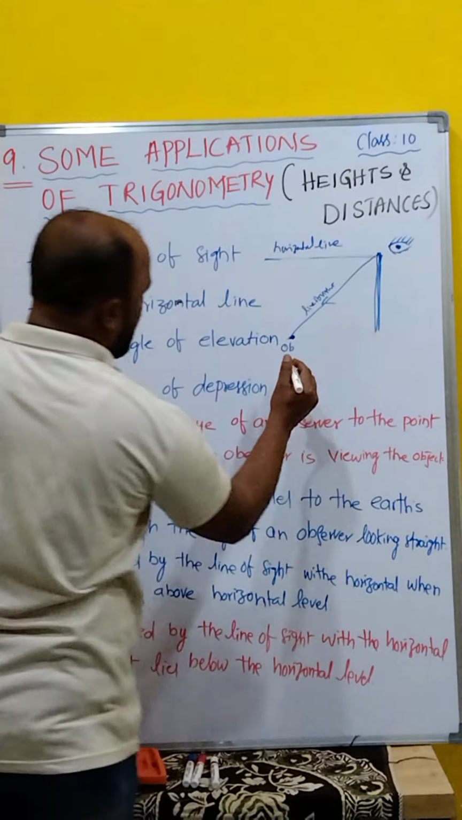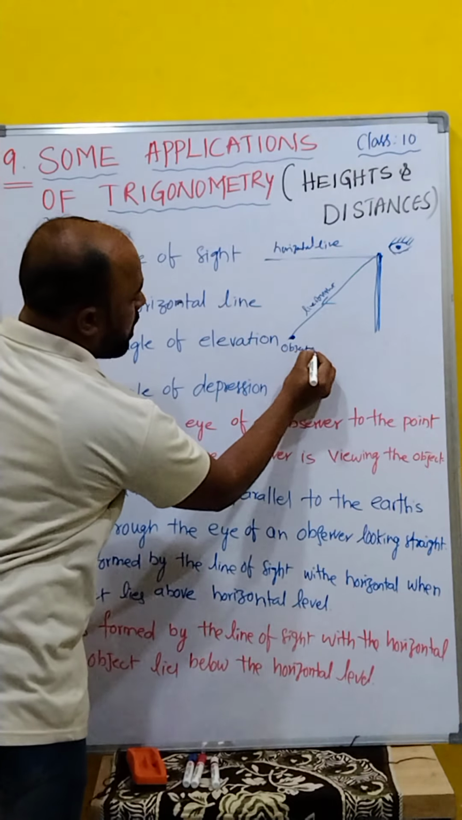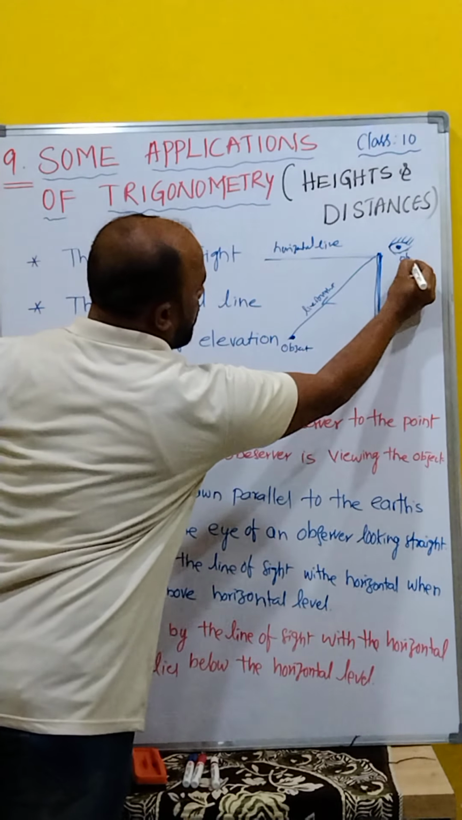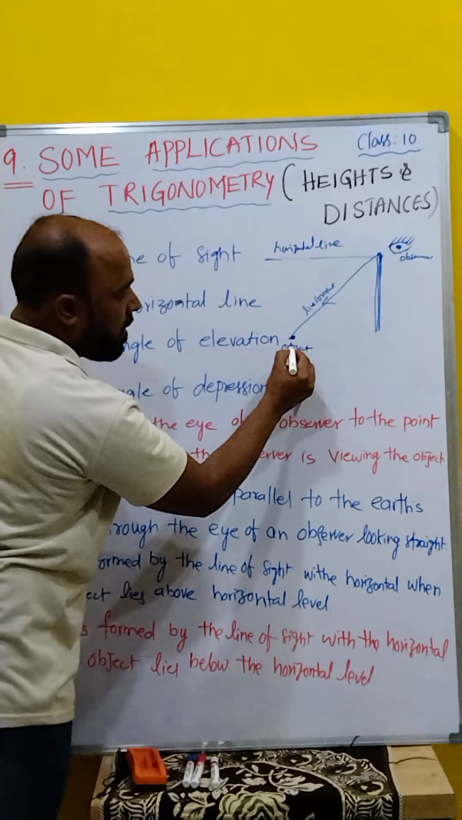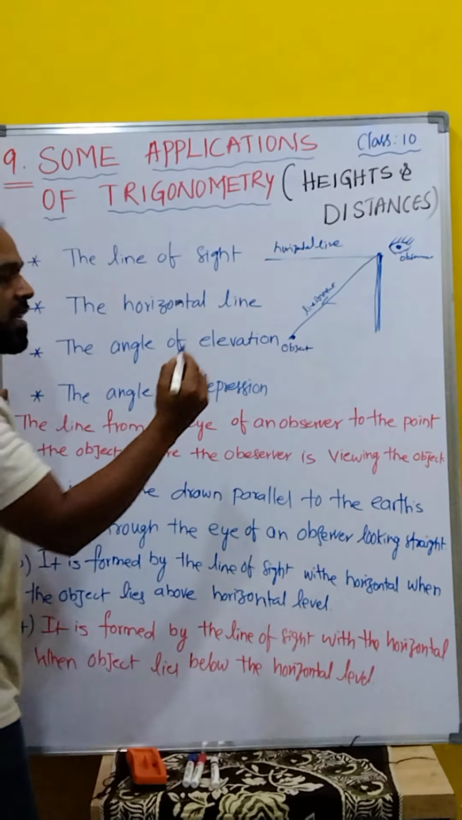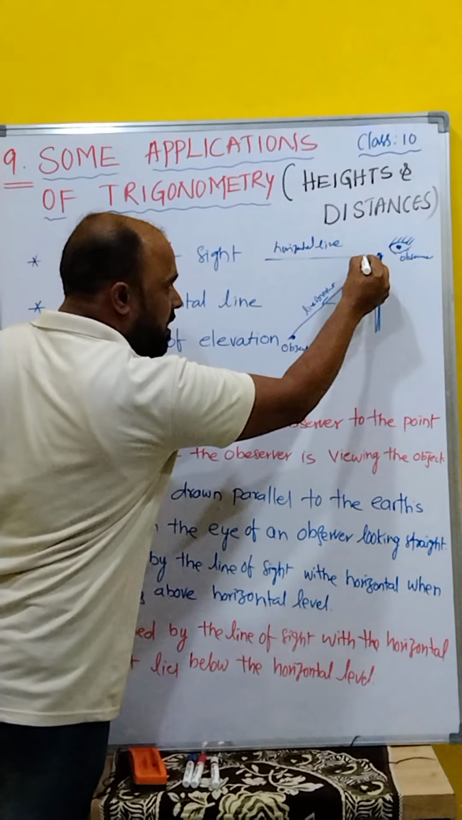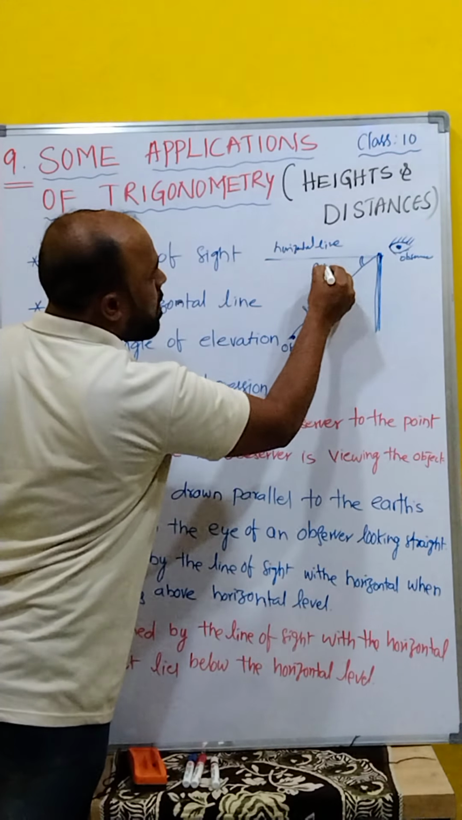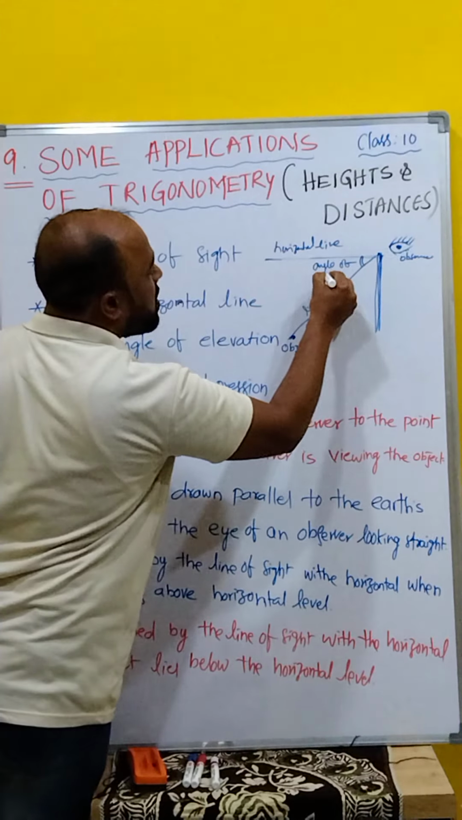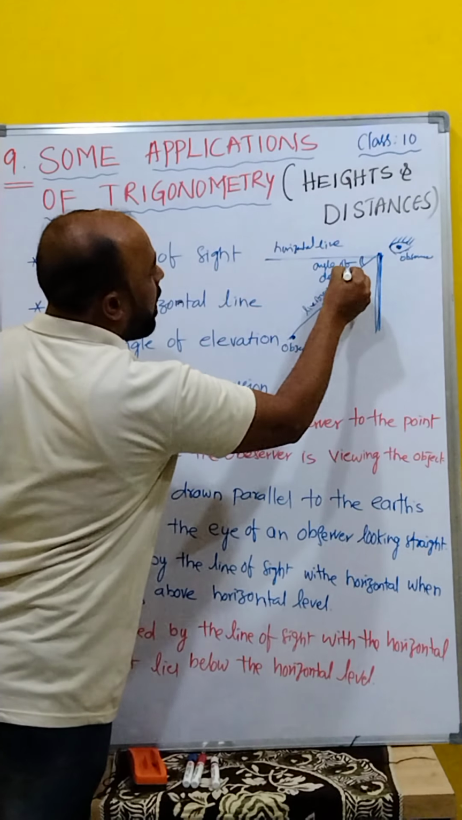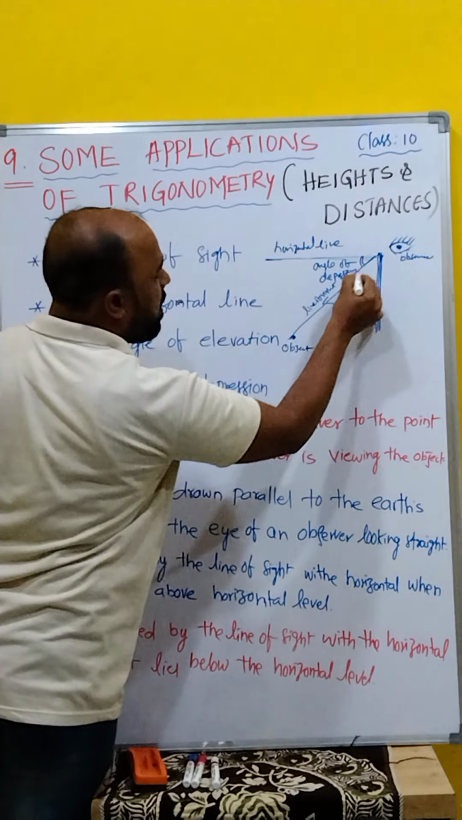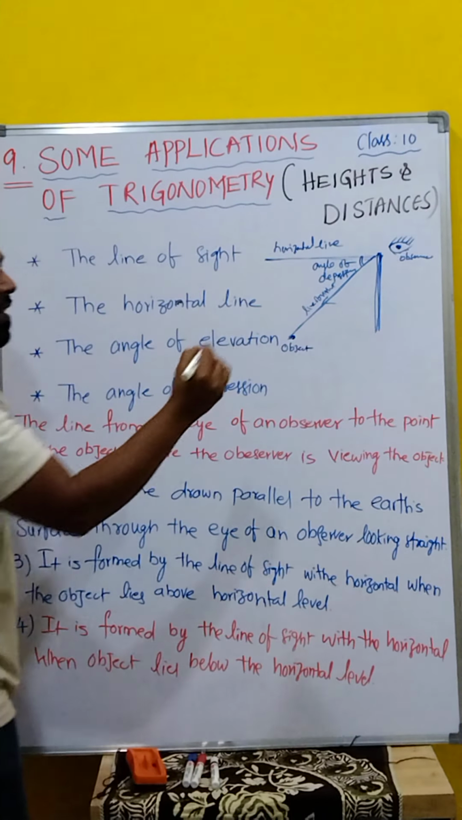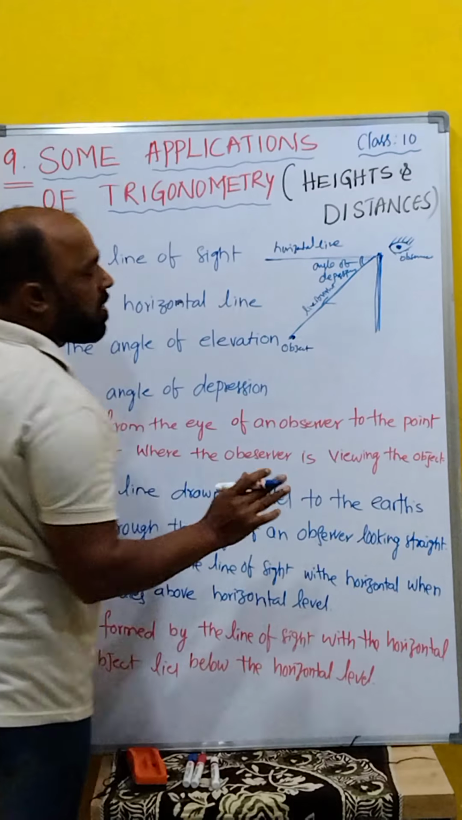This is the object. Here the observer and here the object. The observer is observing the object. Now we know what the angle is here. This one. They are seeing down. This is called the angle of depression. Angle of depression. Clear, children? Between the horizontal and the line of sight, that is called the angle of depression.